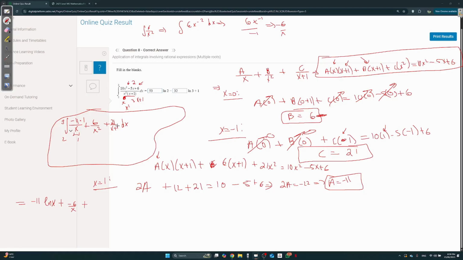Okay, plus 21 over x plus 1. What's the derivative of x plus 1? It's 1. What do I have up? I have 21 times 1. So what does that mean? The integral of that is going to be 21 times, what's the integral of 1 over x plus 1? ln of x plus 1, right? So it's 21 times the integral of 1 over x plus 1, and the integral of 1 over x plus 1 is just ln of x plus 1.